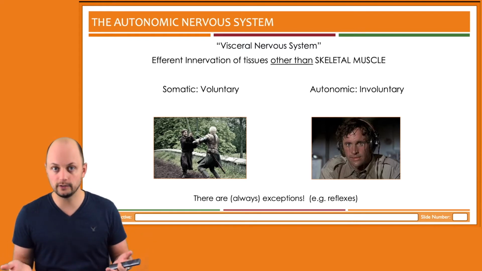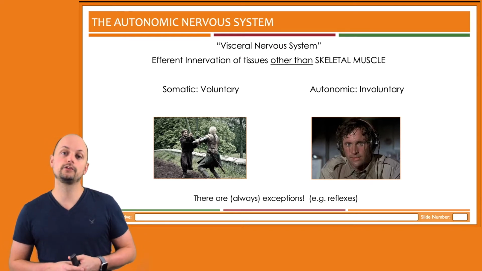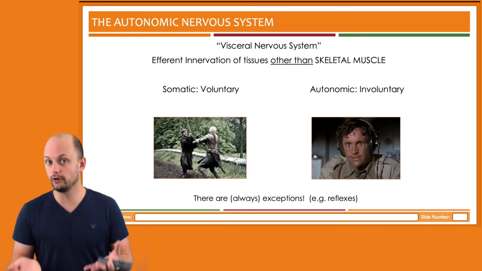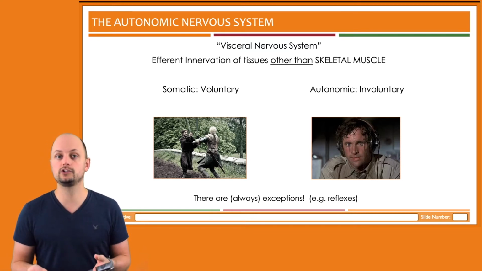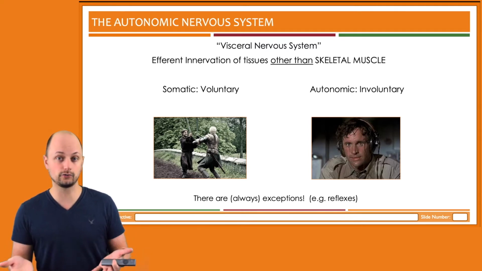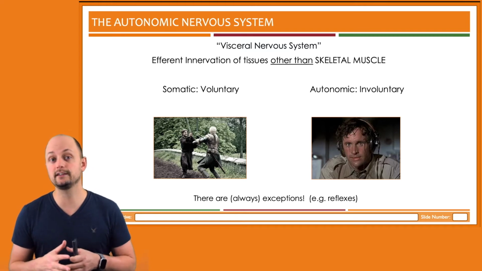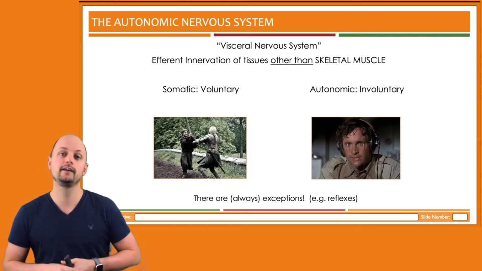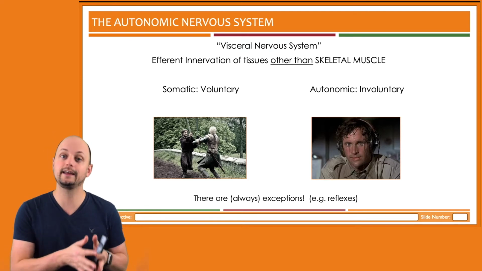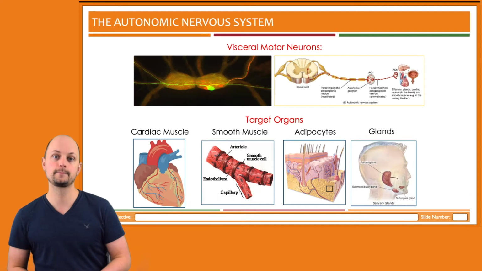Now, there's always going to be exceptions to everything, right? Nothing is completely binary. So in some cases, like the patellar reflex or the flexor withdrawal reflex, you actually have a situation where skeletal muscle is essentially under involuntary control. But we're not going to talk about those. Instead, we're going to try to keep things as contrasty as possible. And I want you to remember that the autonomic nervous system is involuntary and the somatic nervous system is voluntary.